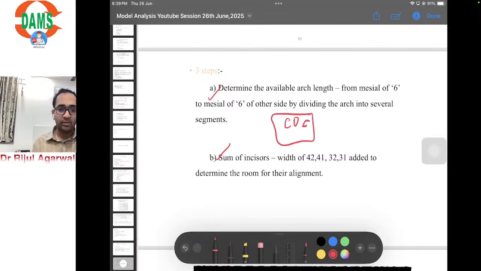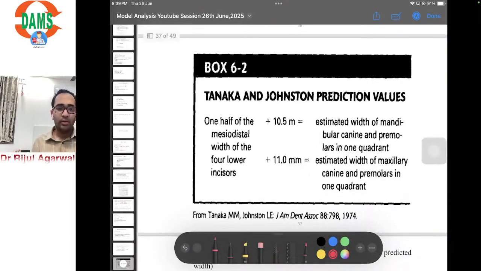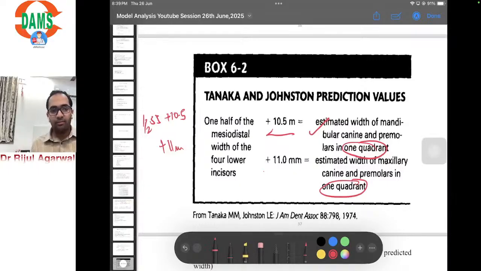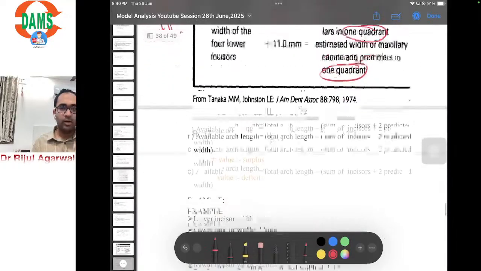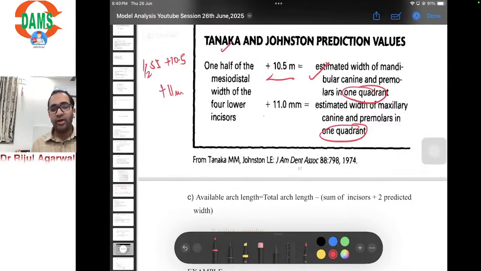Next, the sum of incisors, and this is the formula. So what is the formula? Half of the width of the sum of incisors plus 10.5, or half of the width of the sum of incisors plus 11, gives you the estimated width. 10.5 is for the mandible, the estimated width of canines and premolars in one quadrant, plus 11 is the estimated width in the maxilla in one quadrant. So you got the estimated width; the measured width you get from the patient's actual CDE width.